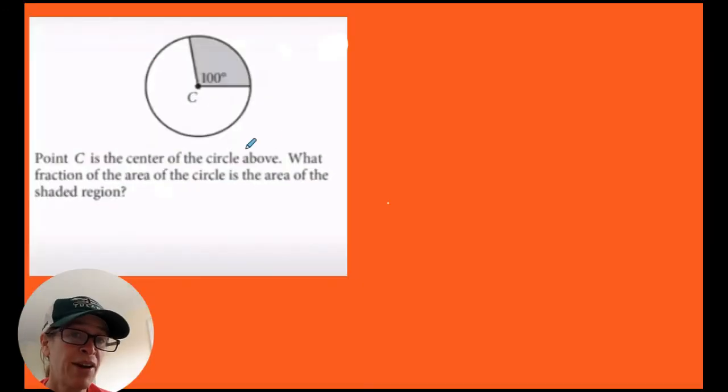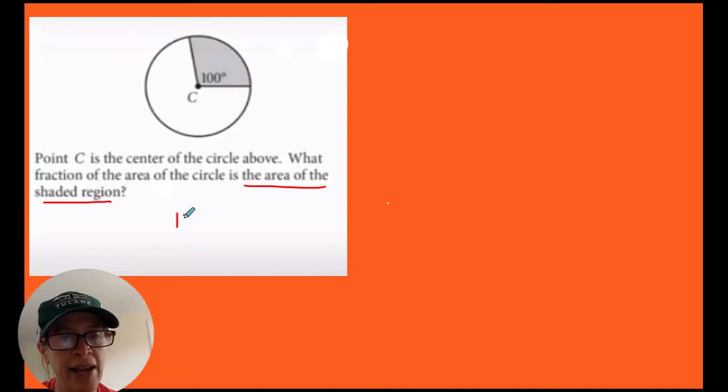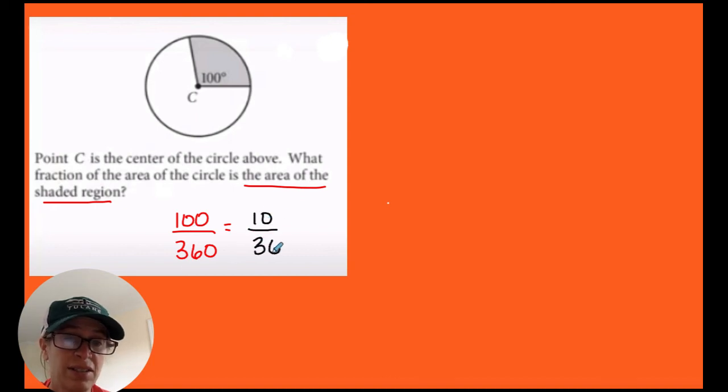All right, here's one with area. Point C is the center of the circle above. What fraction of the area of the circle is the area of the shaded region? So here it's just looking for the fractional area. Well, we know that we would take that central angle and put it over 360, and so that would be, let's see, 10 goes into them, right? 10 over 36.